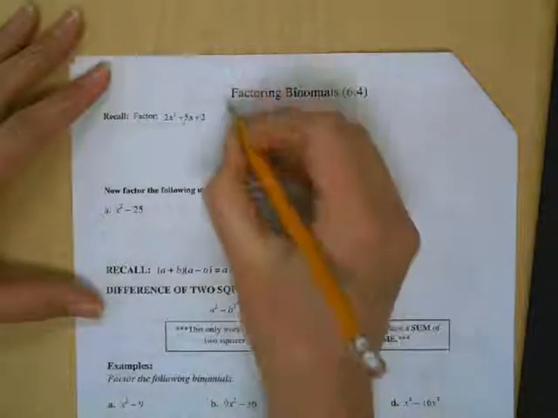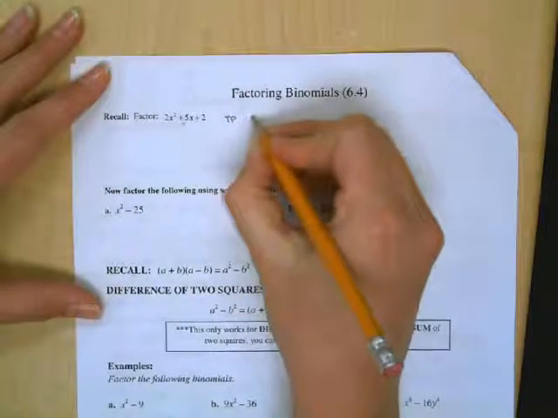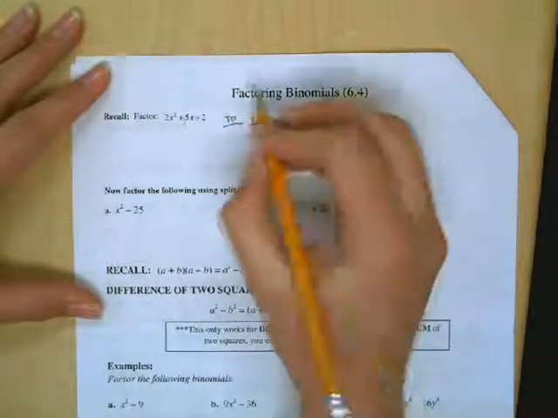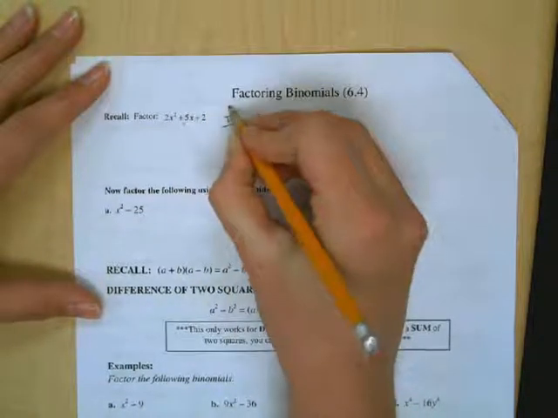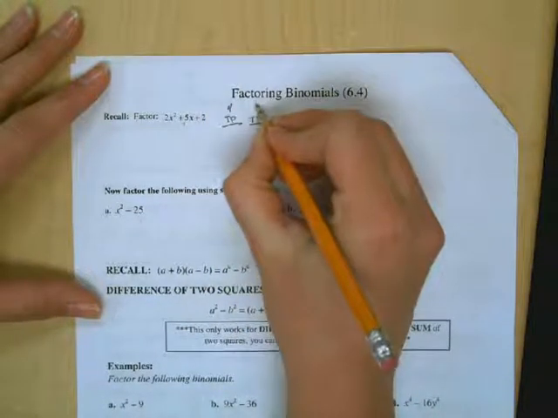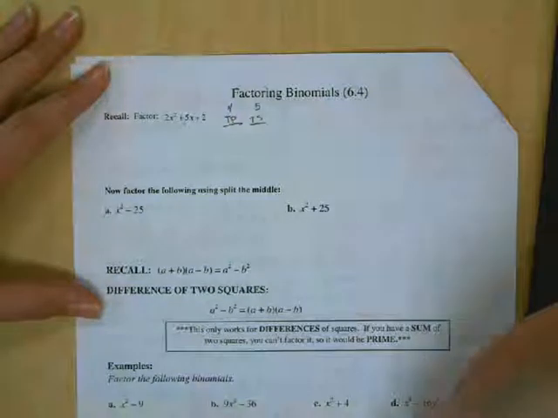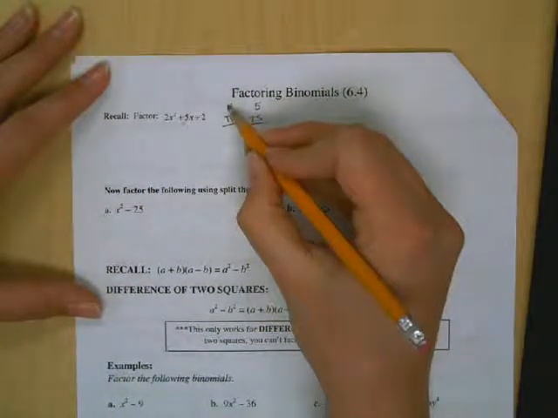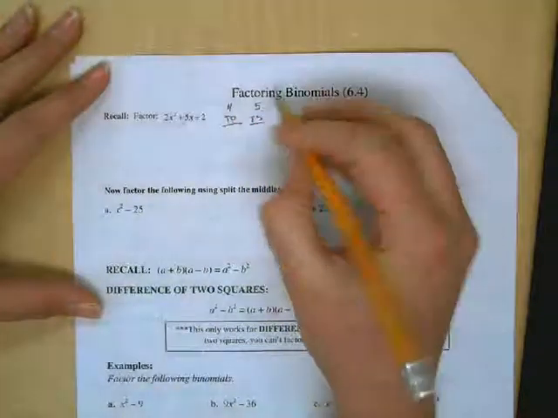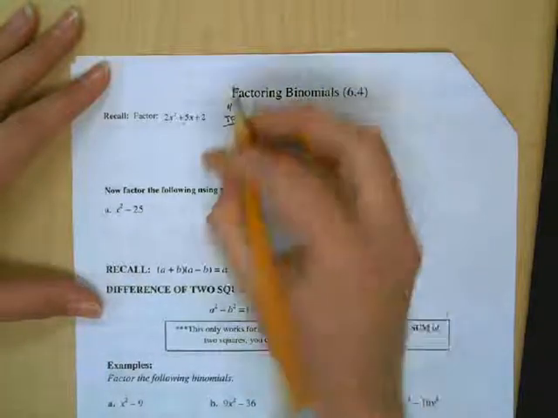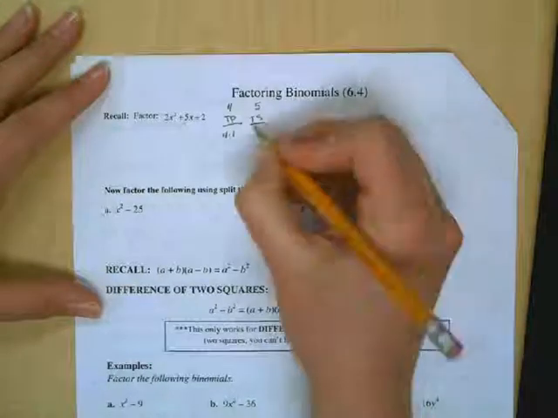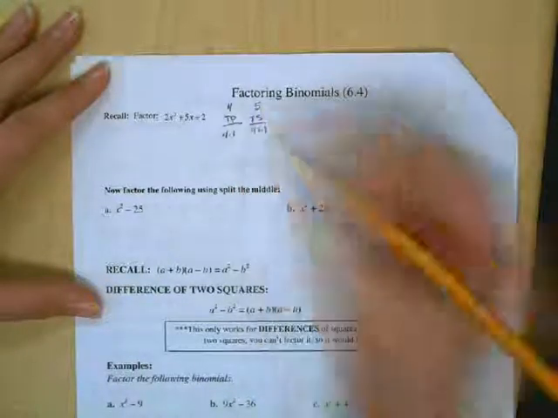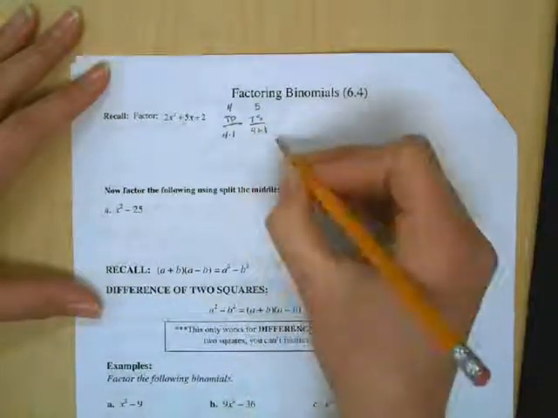We started with target product, target sum. Target product, of course, is the first times the last. So 2 times 2 here is 4. Target sum is that middle number, which is 5. So my target product is 4, target sum is 5. I'm looking for 2 numbers that multiply to 4 but add to 5. That would be 4 times 1 multiplies to 4, 4 plus 1 adds to 5. So those become my 2 new numbers.